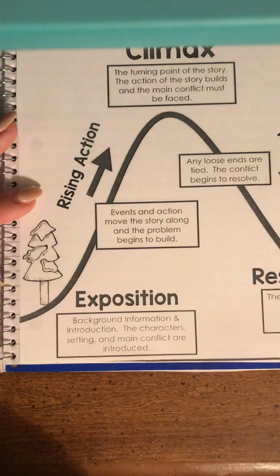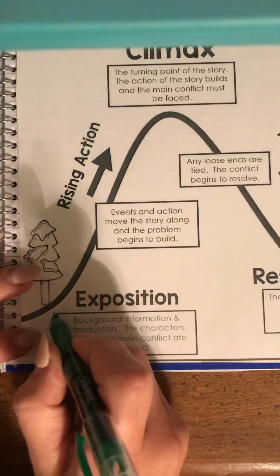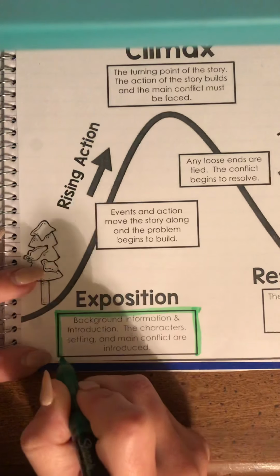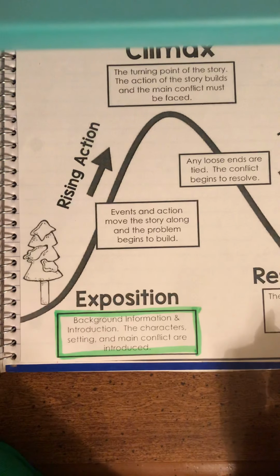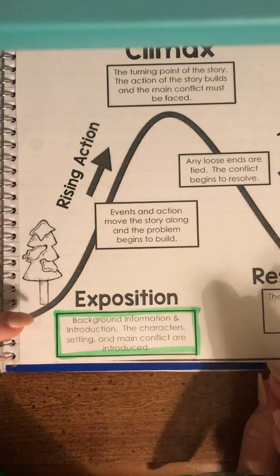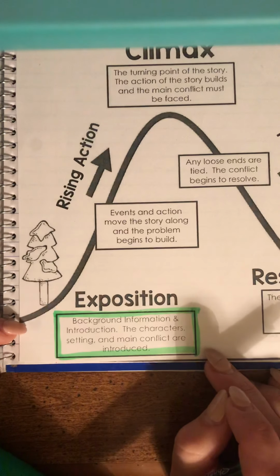Okay. So, the very first thing that happens in our Story Mountain is our exposition. Our exposition is the background information, the introduction, where characters, setting, and main conflicts are introduced. That's called the exposition. This is usually the beginning of the book, where they're introducing characters, what might be happening in the book when we pick it up, or where and when the book or story takes place.